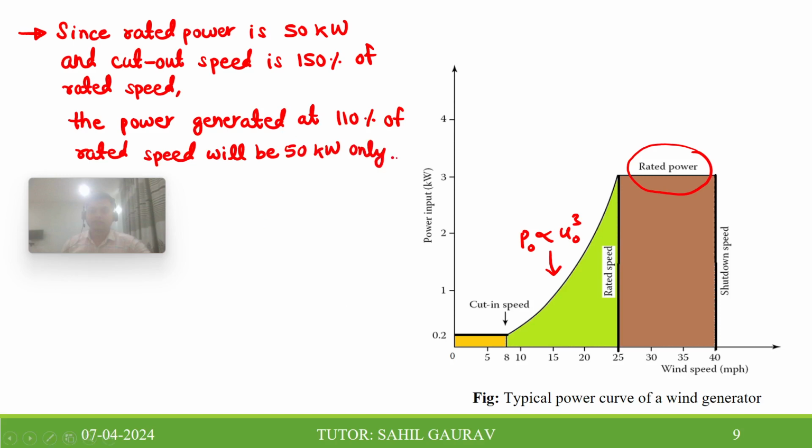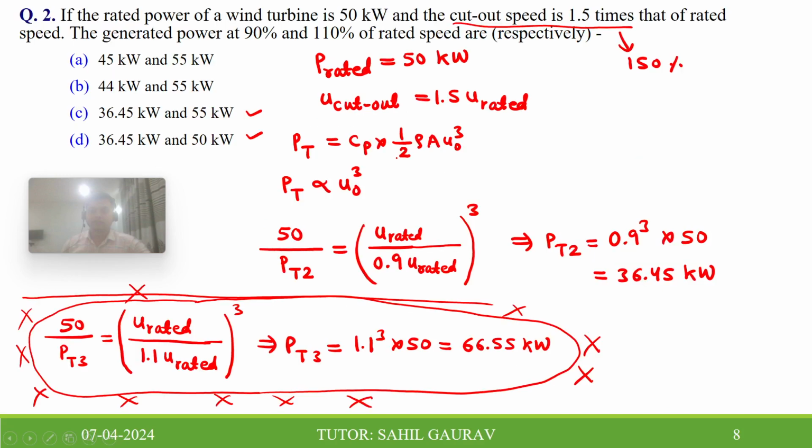If you have any doubt in this problem, you can ask again. So option D is the correct answer for this problem: 36.45 kilowatt and 50 kilowatt. Any doubt in this problem?